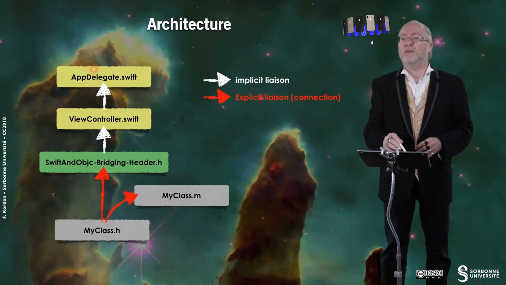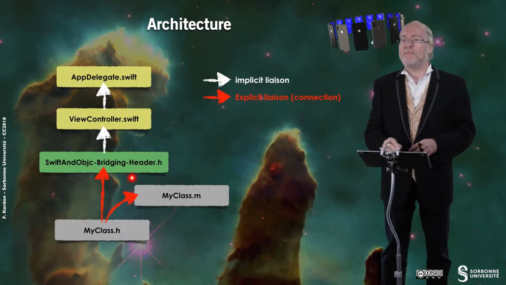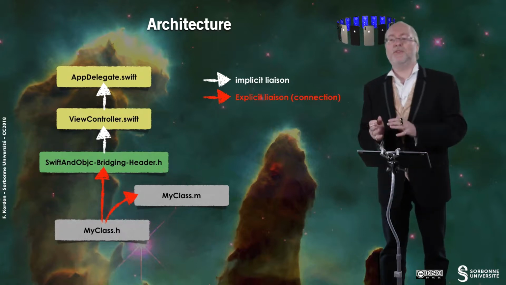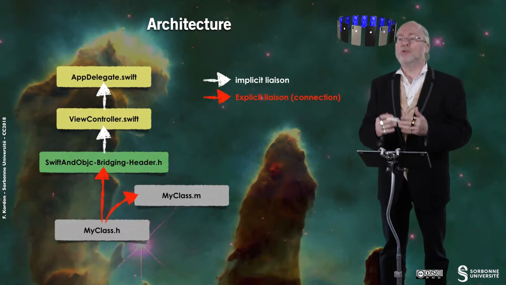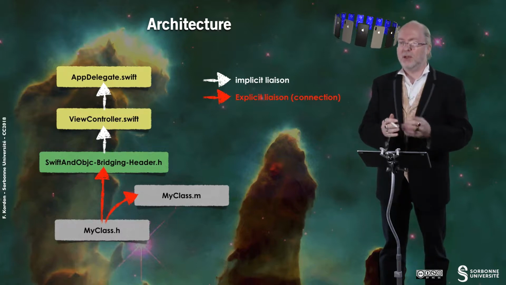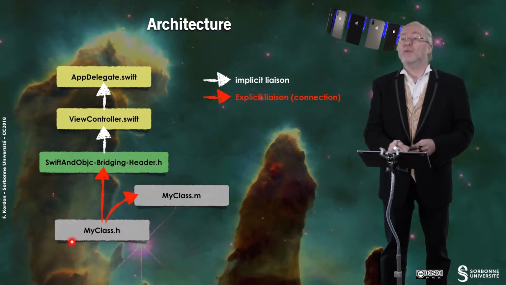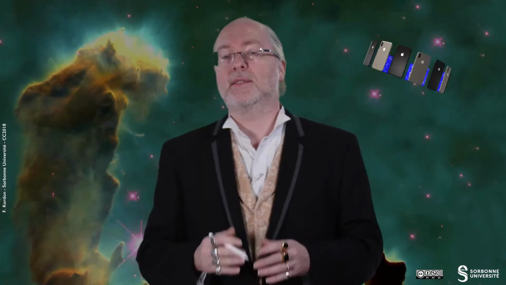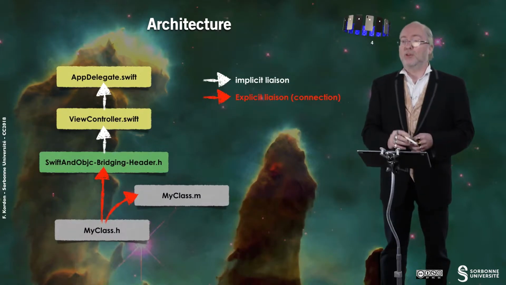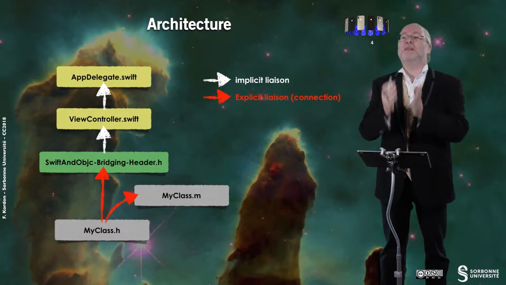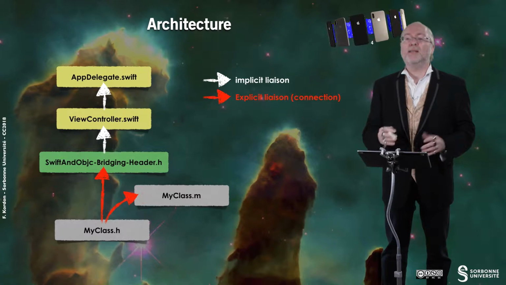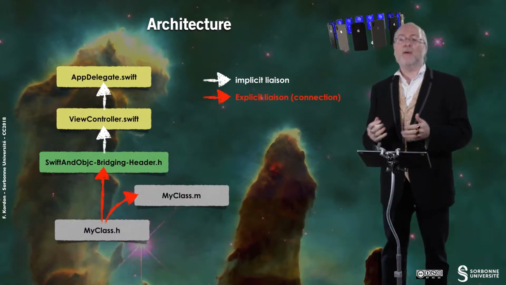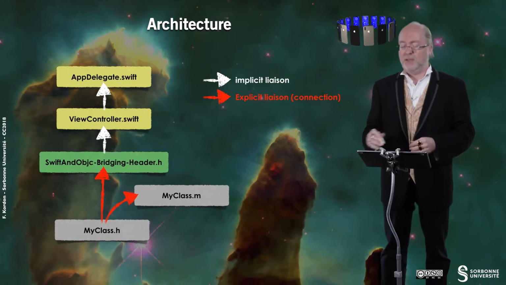The architecture of the application is the following. You have, as usual, your app delegate and your ViewController. Here you will discover that there is a mapping between Swift and Objective-C. This mapping allows you to tell Xcode that there are some Objective-C headers, typically myclass.h, that are imported, and then there will be a binding done, an explicit liaison provided by Xcode. And of course, aside from myclass.h, you have myclass.m, which is the implementation of the Objective-C class.